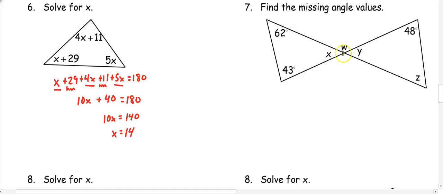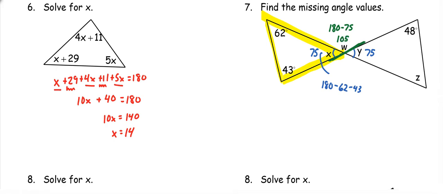In number 7, we actually have two triangles. So we're going to start with the triangle that has two measures, the triangle that's on the left. To solve for x, if I already know two of the angles, x has to be equal to 180 minus 62 minus 43. When I subtract those angles, I get that x is 75 degrees. Now remember that x and y are vertical angles, which means that y is also 75 degrees. To get w, I know that w and x form a straight line, so I can subtract 180 minus the angle I know to get that w is 105.